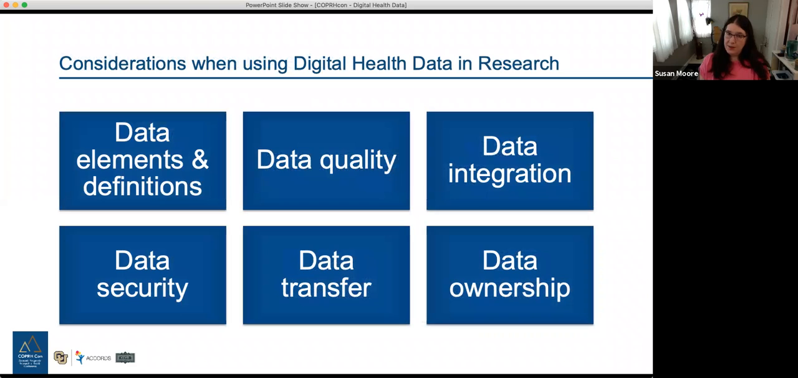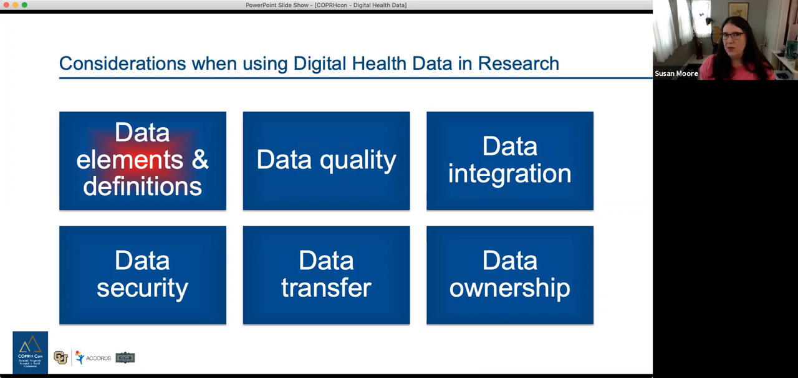So in addition to all those things about data collection that we've talked about, there are some things that you should consider when using digital health data in research. So we're going to go over these, just again at a high level. This is an introduction. And we're going to start with data elements and definitions.